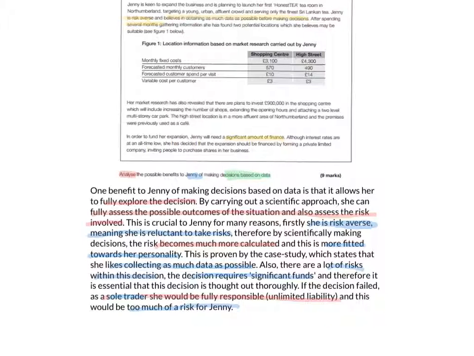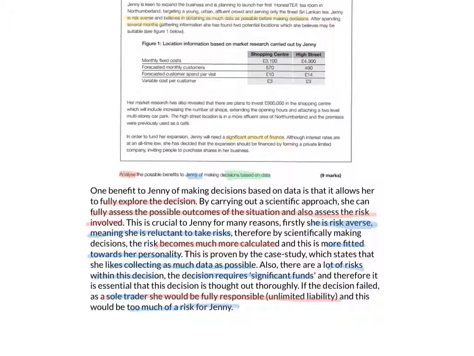In blue, I've highlighted the context. So she's risk averse, meaning she's reluctant to take risks. It's more fitting towards her personality. She likes collecting as much data as possible. There are a lot of risks within this decision, such as significant funds needed, and she's a sole trader, so it would be too much of a risk for Jenny.